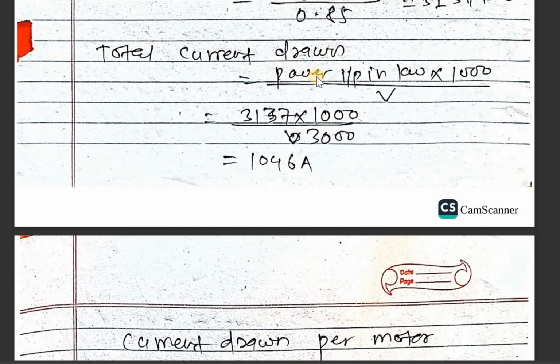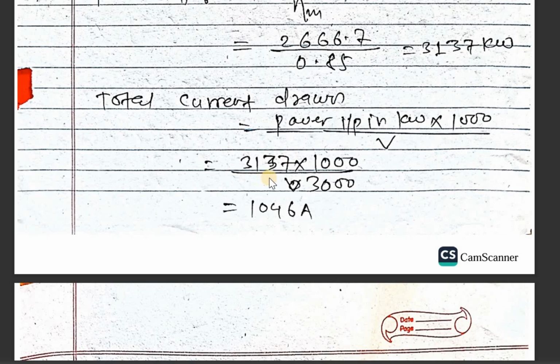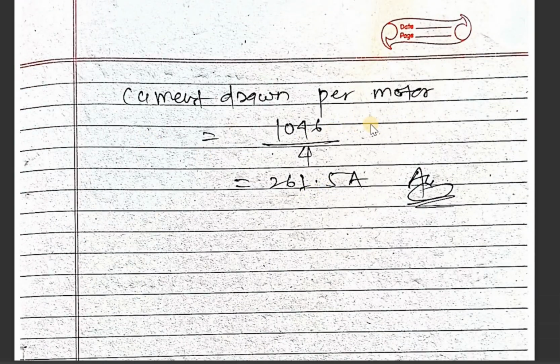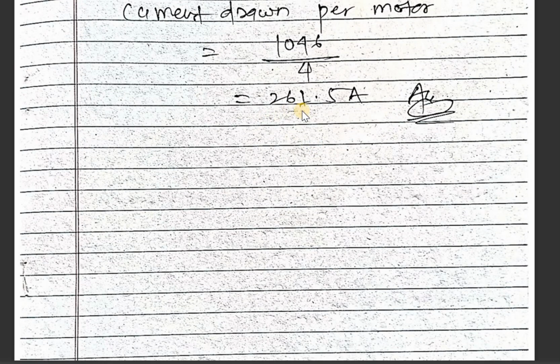drawing equal to power input in kilowatt into 1000 upon V. So we have power input in kilowatt, 313.7 into 1000 upon 3000. So we can get 104.6 ampere, and current drawn per motor equal to 104.6 upon 4, that is 26.15 ampere.